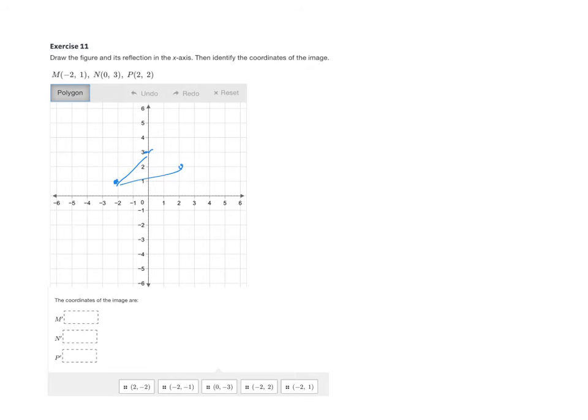So we have another triangle. It looks something like this. And I'll label the points as M, N, P. Here we've got M, which is -2, 1. I've got N, which is 0, 3. And I have P, which is 2, 2.